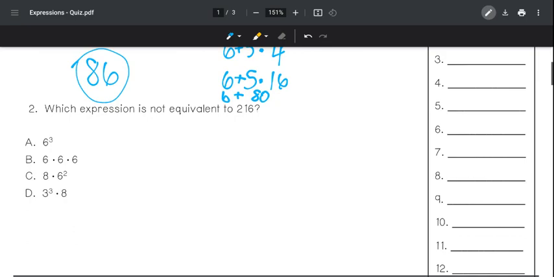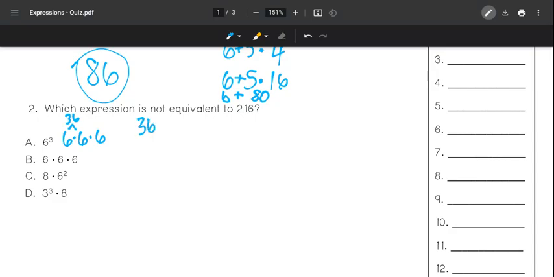Number 2, which expression is not equivalent to 216? Which means 3 of these answers, when we solve them, will be 216 and one of them will not. We want the one that is not. So 6 to the third power is 6 times 6 times 6. 6 times 6 is 36. 36 times 6. 6 times 6 is 36. Carry the 3. 6 times 3 is 18. 18 plus 3 is 21.